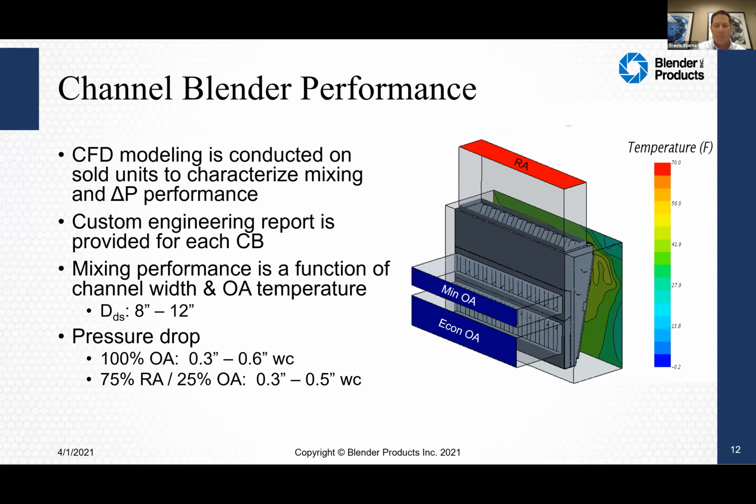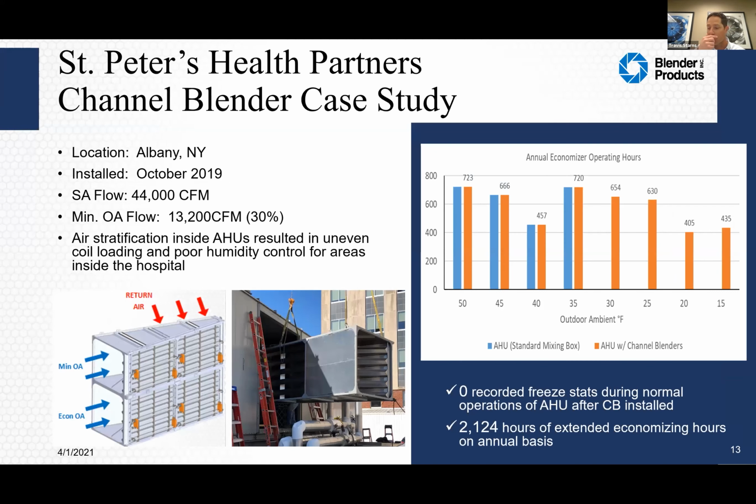Pressure drop ranges anywhere from 0.3 inches on the low side up to about 0.6 inches on the high side. I will tell you that we think that might be a little bit on the higher side in some applications, so we are working on new designs to lower that delta P by about 25%. Again, I would encourage you to reach out to Long to discuss channel blender performance.